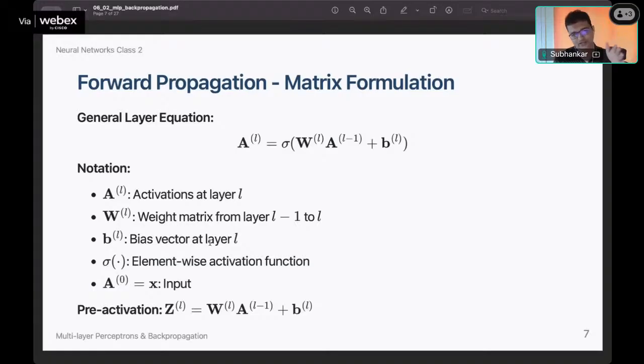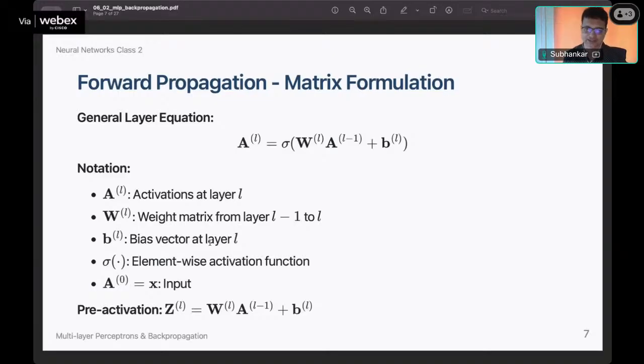W^1 tells you the weights from layer 0 to layer 1. B^L is the bias vector at layer L, and sigma is the activation function: sigmoid, tanh, or ReLU. The pre-activation is Z = WA + B. That is what you have if you don't apply an activation. Then A^L is the same as sigma of Z^L. Whatever is inside that sigma function is Z, the pre-activation.